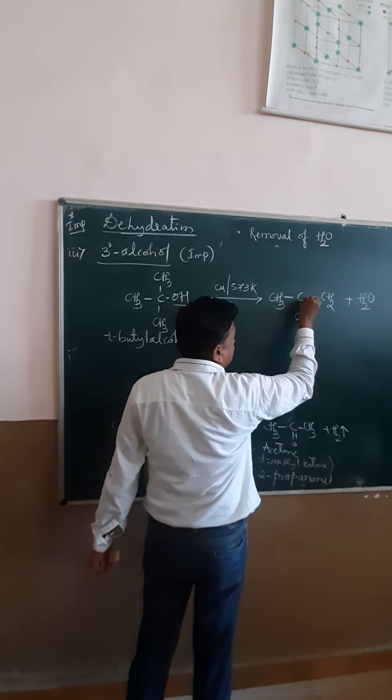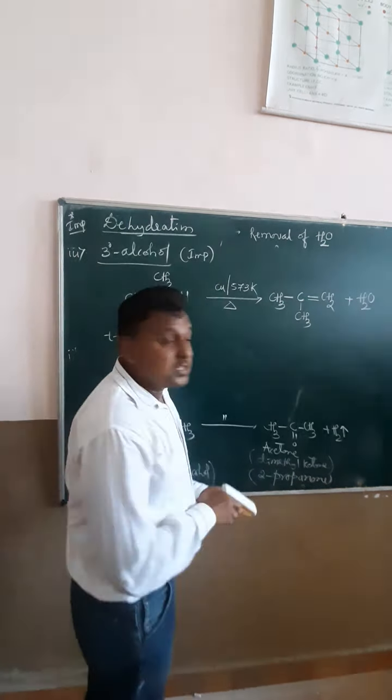Balancing the valency means forming an alkene. The name of this compound is 2-methyl propene. It means it's an important reaction: a tertiary alcohol gives us an alkene.